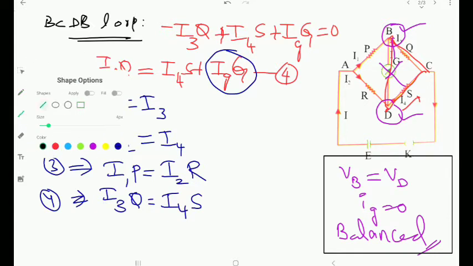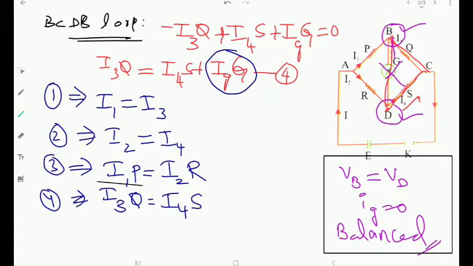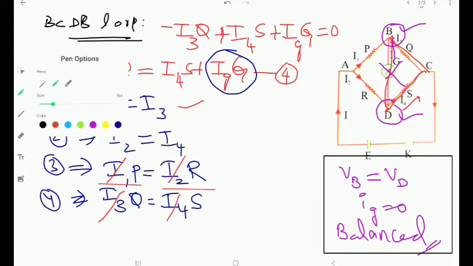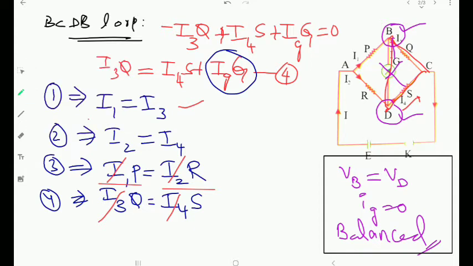Right? So I am going to divide these two equations. I1P equal to I2R. Then I1 equal to I3, so I1 and I3 cancel out. I2 equal to I4, so I2 and I4 cancel out. Then the remaining equation becomes P by Q equal to R by S.